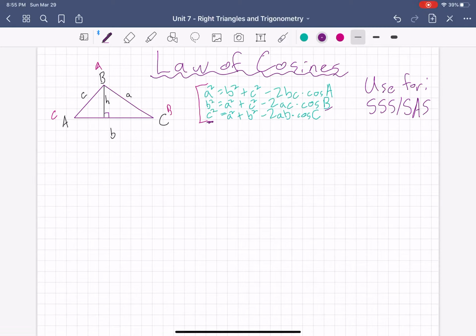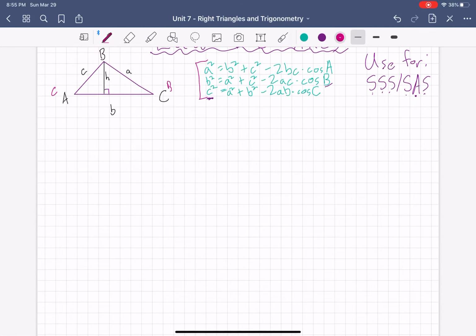When I say SSS and SAS in this case, this has nothing to do with triangle congruency. I know it looks the same, but it's not the same at all. I'm using it for when I have three sides or when I have two sides and an included angle. You'll see both of those situations in the examples we're going to do.